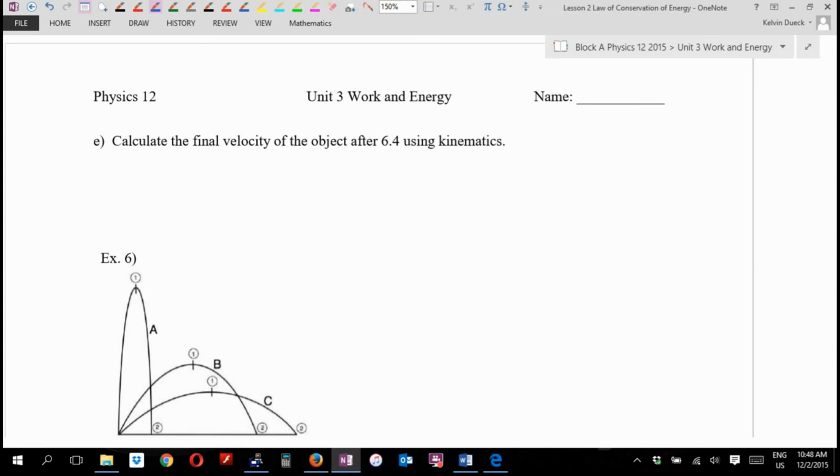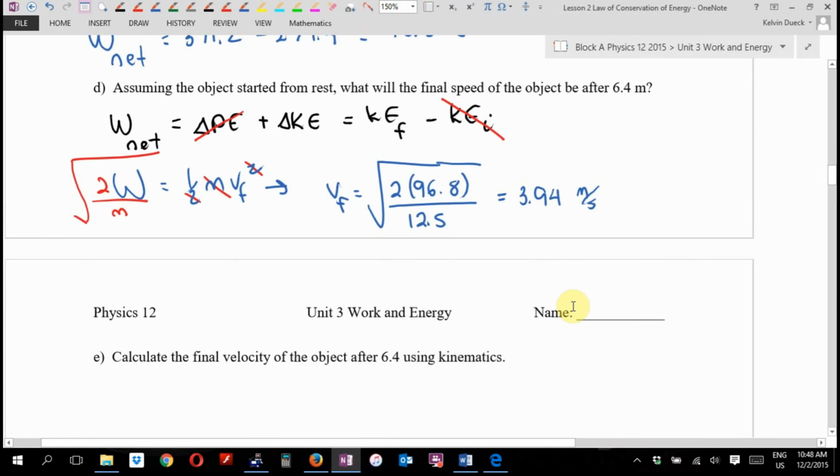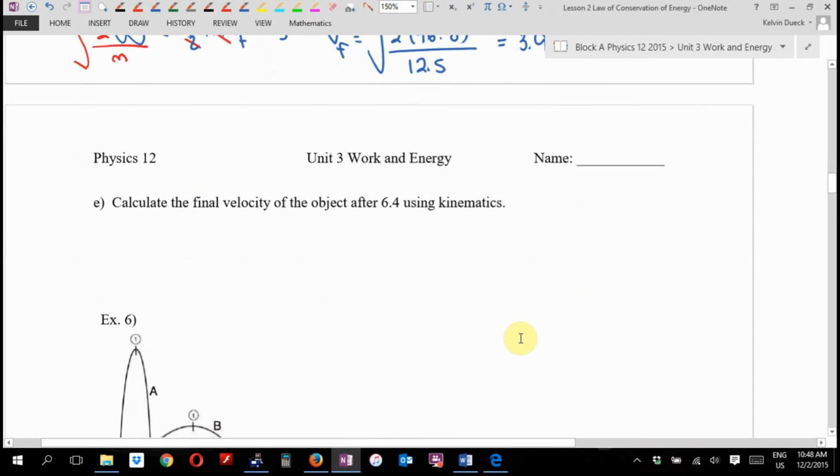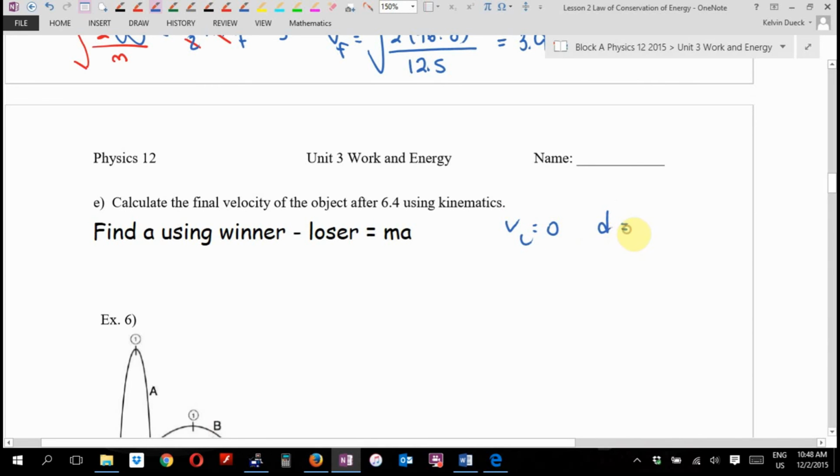What's part E here want me to find? Calculate the... Wait a minute. We just did that. Using what? Kinematics. So I'm not going to walk you through this, but you could have got the same answer by going like this. Find a using winner minus loser equals ma, divide by m. Who's winning? The applied. Who's losing? Friction. And then you could go vi equals 0, d equals 6.4.